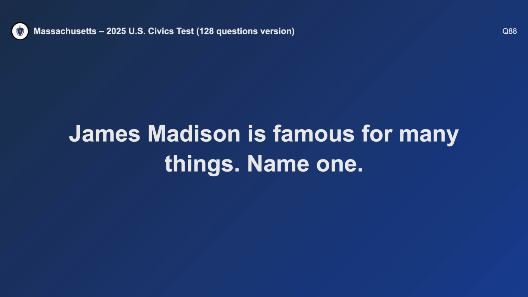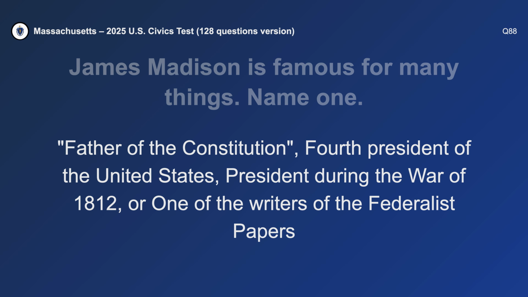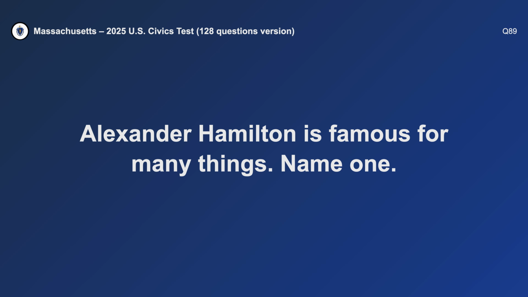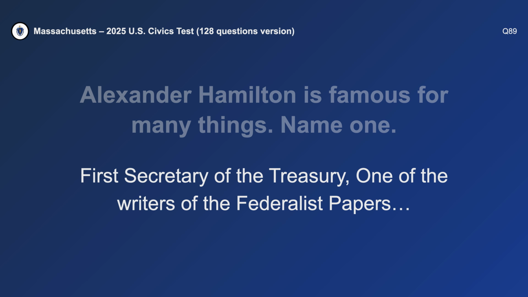James Madison is famous for many things. Name one. One of the writers of the Federalist Papers. Alexander Hamilton is famous for many things. Name one. One of the writers of the Federalist Papers.